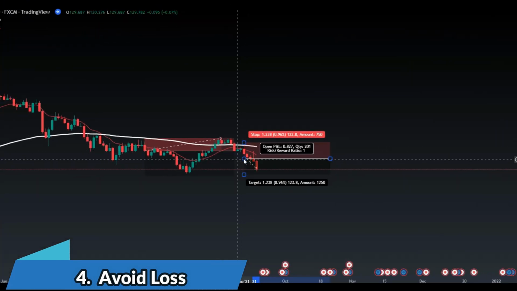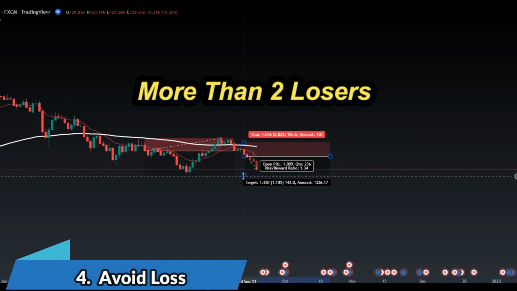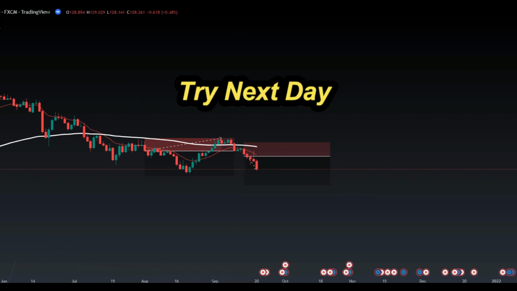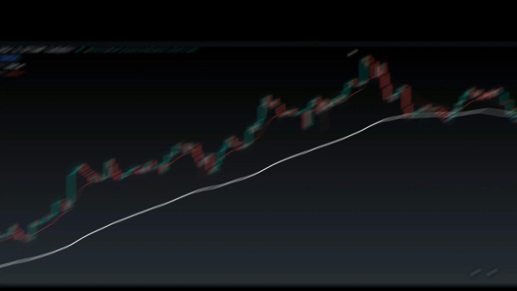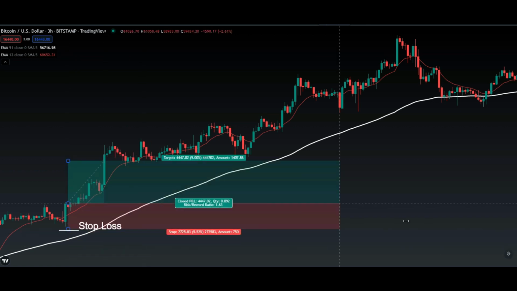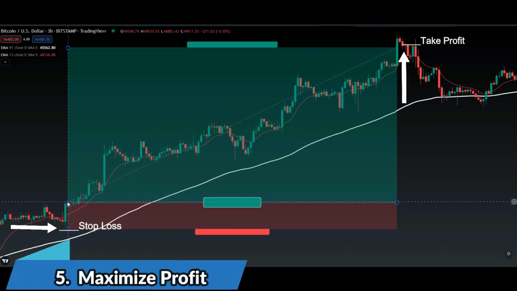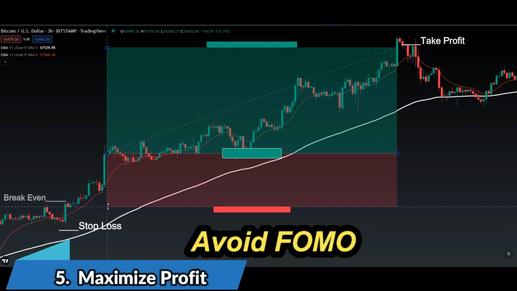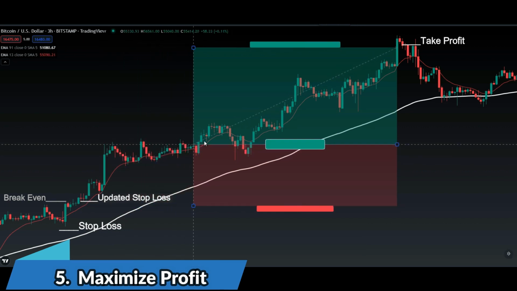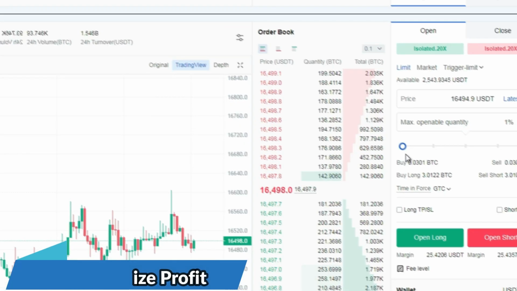And if you lose more than 2 trades in a row, leave it for the day and try the next day. And to maximize your trade profit, you can use trailing stop loss. It is workable when the price is respecting the trend line EMA. Lastly, don't get into FOMO. If you have missed the trade, don't worry. Wait for the next trade setup to show up.